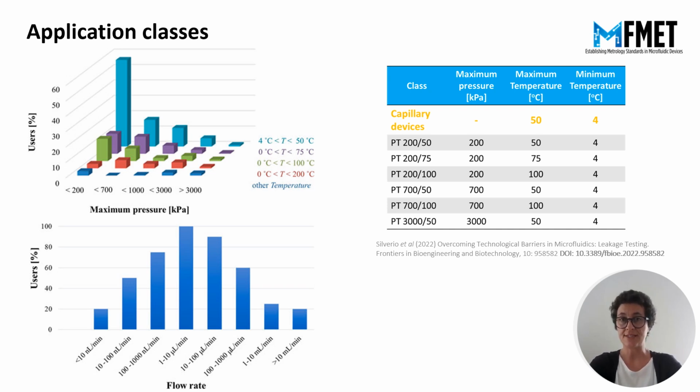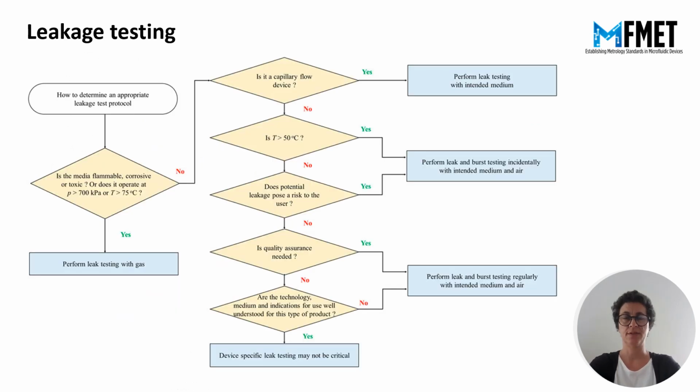Well, to qualify these devices regarding leakage, we started defining a process flow. The outcomes will be 5 leakage testing protocols, one at each of these boxes. The one I'm going to show is for a microfluidic device that does not use flammable, corrosive, or toxic media, is not a capillary device, is under temperatures lower than 50 degrees, does not pose a potential risk to the user, and their quality assurance is needed. So we are here.